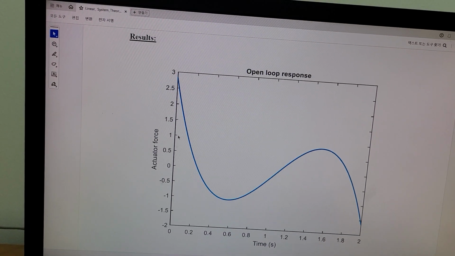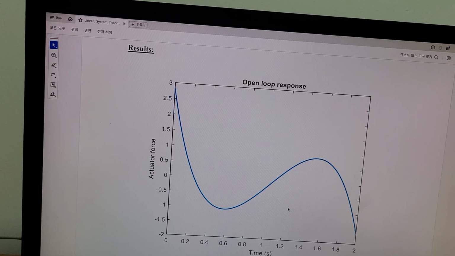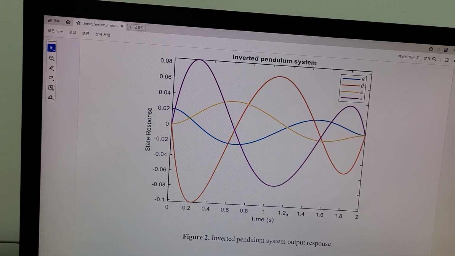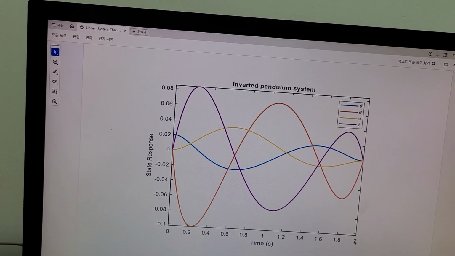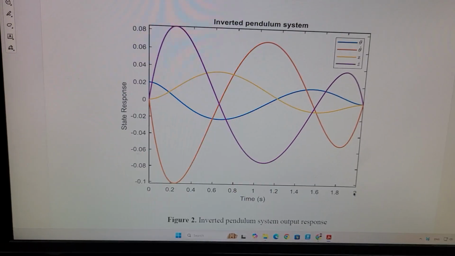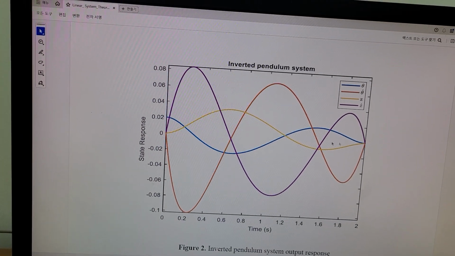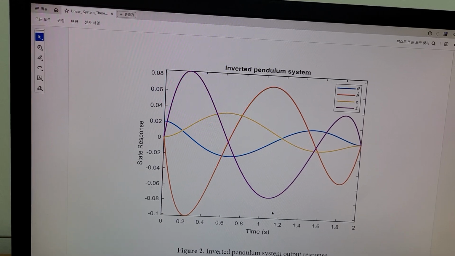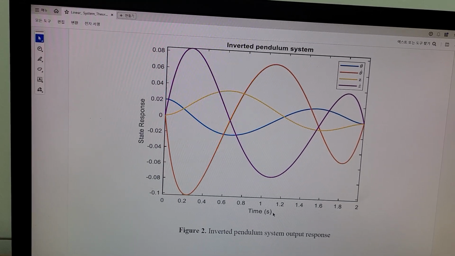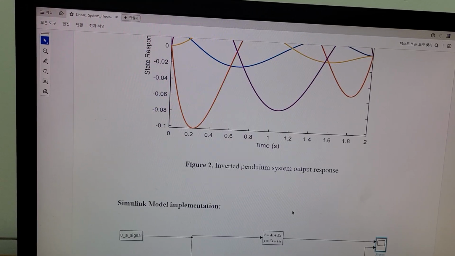We have the amplitude and the time, and similarly this is the response. We have simulated the system for 2 seconds, and all the responses go to 0. So this is the open loop response.